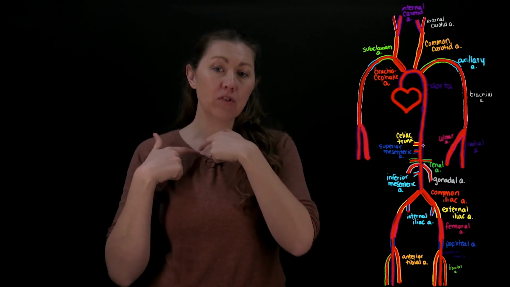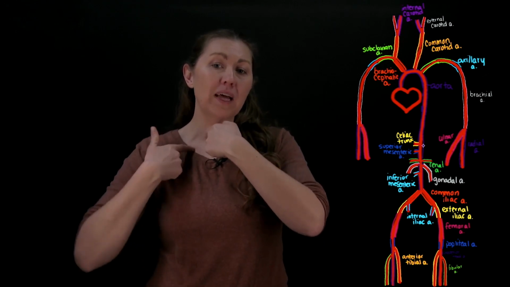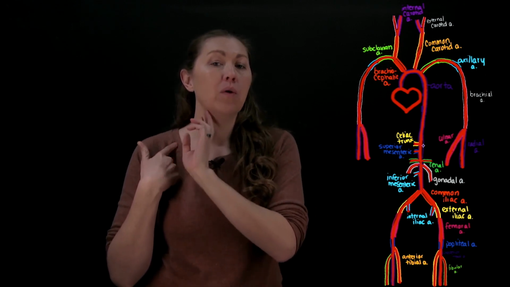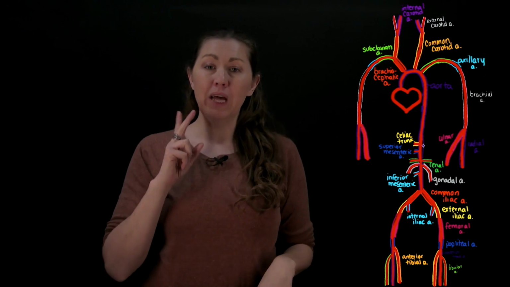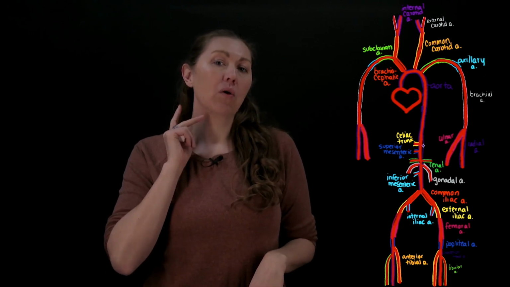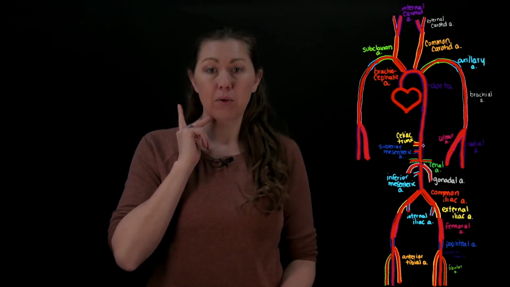So that brachiocephalic trunk will split into a subclavian going under the clavicle and then up towards the head through the common carotid. Whenever you see a common, that means you're going to split. You're going to split into an external, staying on the outside, and then you're going to go internal. So internal is going to supply blood to the brain.